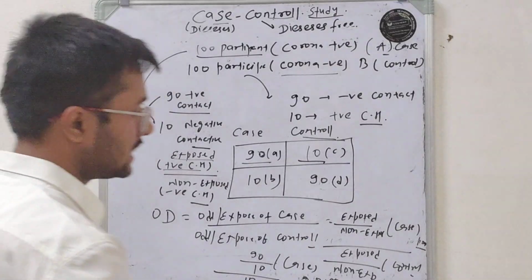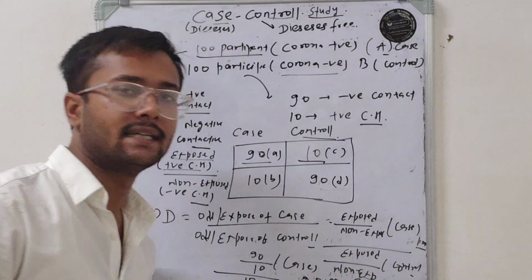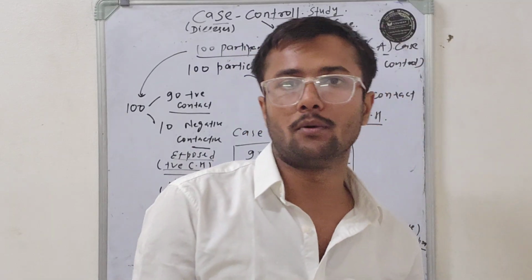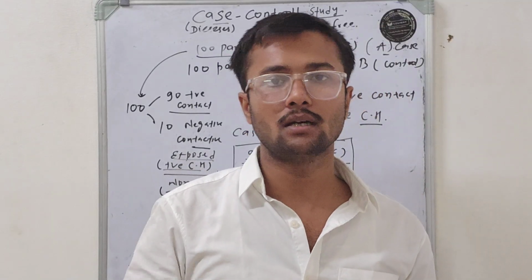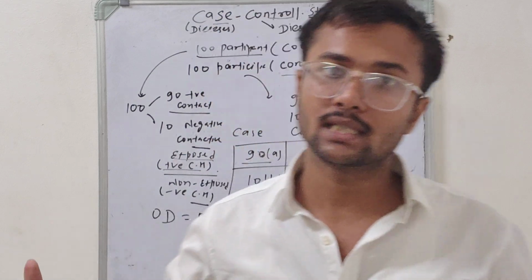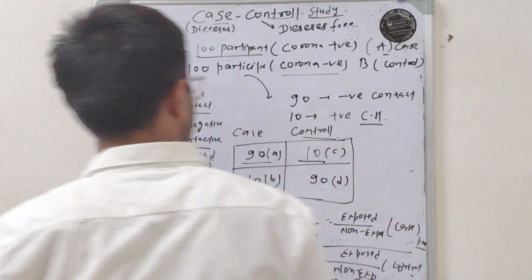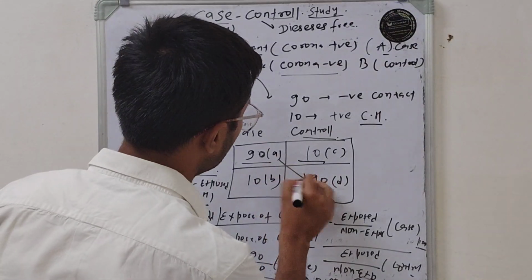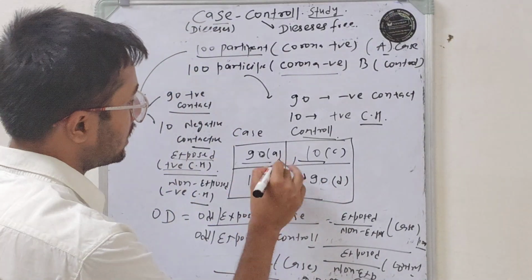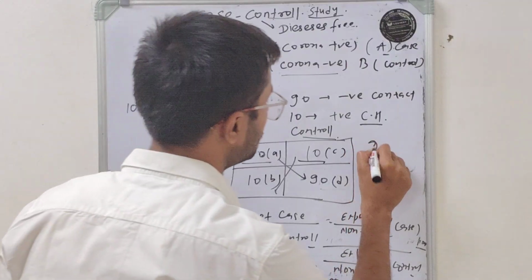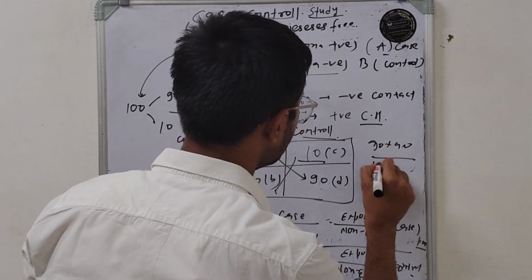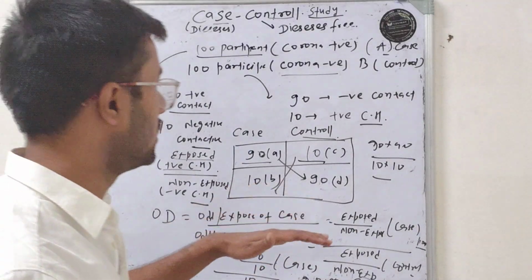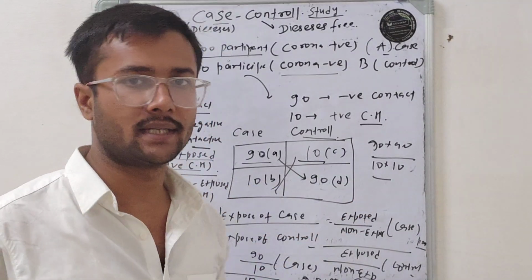So what does this 81 indicate? This 81 indicates that the strength of disease in the exposed population is 81 times more than in the people who are non-exposed. In simple terms, when we observe this table, we go for the cross multiplication, 90 into 90 upon 10 into 10. If you have a clear idea about this table, you can simply go for the cross multiplication.